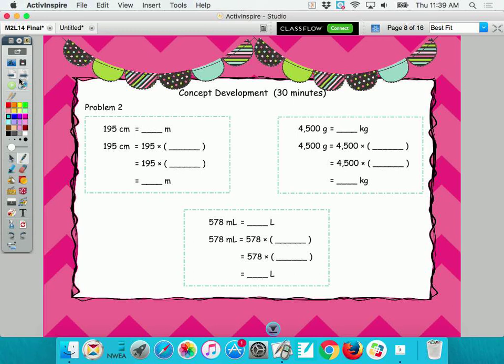Now, just a minute. See if you're right. Almost. So I've got 195 copies of 1 centimeter, right? Because my labels stay the same. And 1 centimeter equals how many meters? One what, Justin? 100th meters.